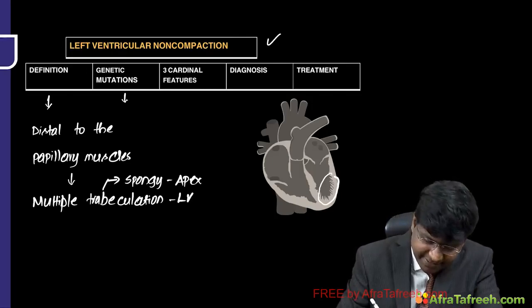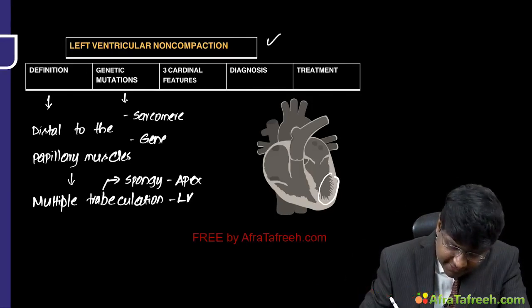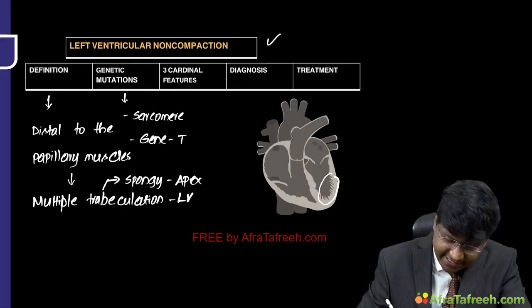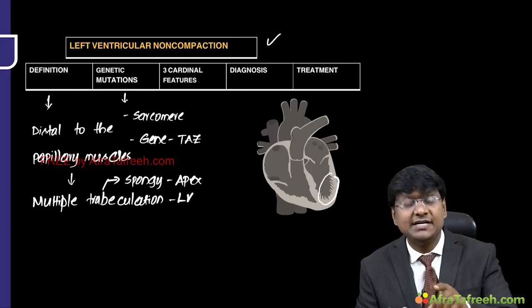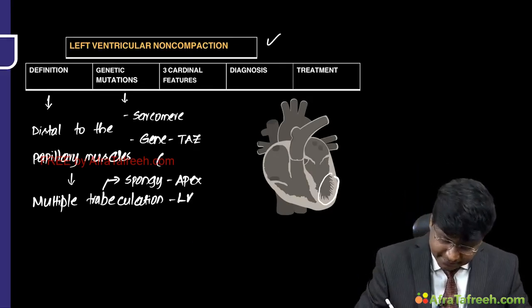These multiple genetic variations are present within the sarcomere, and the gene that is defective is the TAZ gene, right? What is this TAZ gene? That is the one which encodes for tafazzin.